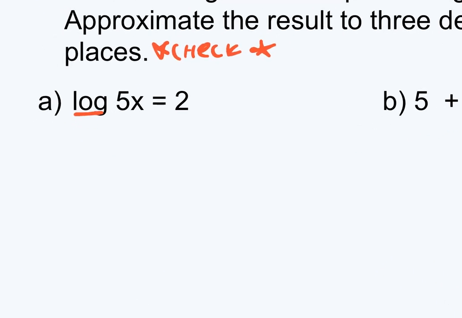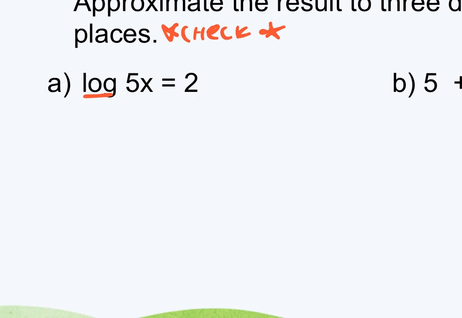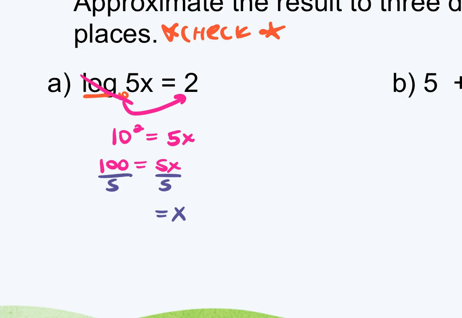All right, so go to A. There's one log on one side of the equal sign. So I'm going to convert this to exponential. Now, it just says log, but that means the base is 10. 10 is going to pick up the 2. 10 to the second would equal, drops off, 5x. 10 to the second is 100. And then divide both sides by 5. And x is 20. Now I check: if I plug that back in, is 5 times 20 bigger than 0? And it is. It'd be 100. So I know I can keep this answer.